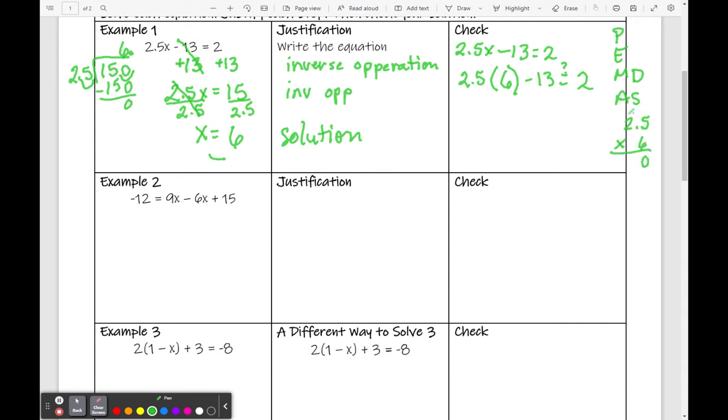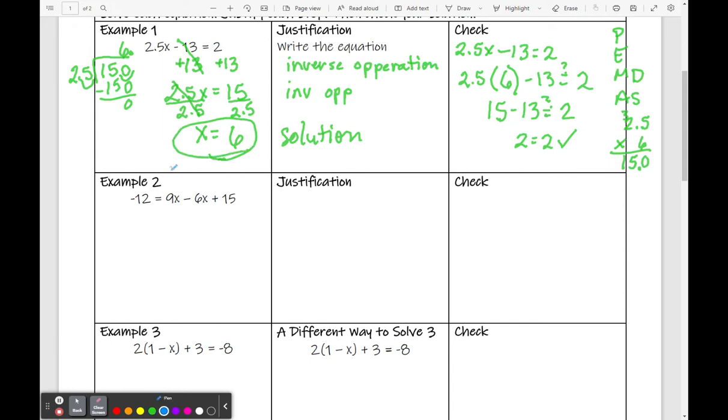5 times 6 is 30. 12 and 3 is 15. I have one place value, so that would be 15 minus 13, I believe, should equal 2. 15 minus 13 is, in fact, 2. That checks out. So my solution is correct.